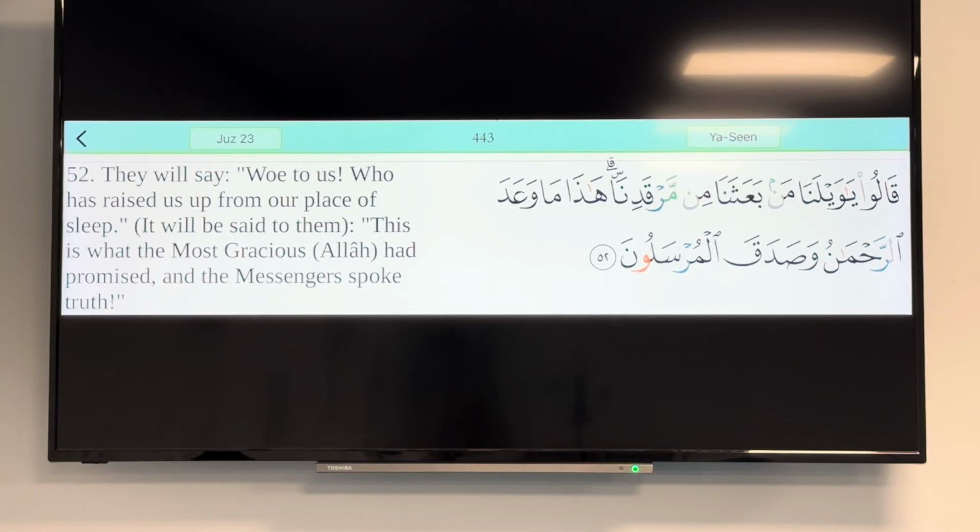So what's the meaning of this verse? They will say, woe to us, who has raised us from our place of sleep? It will be said to them, this is what the Most Gracious had promised and the messengers spoke truth. So this is referring to the Day of Judgment. People will be raised from their graves, and we know everyone is going to run towards one place.